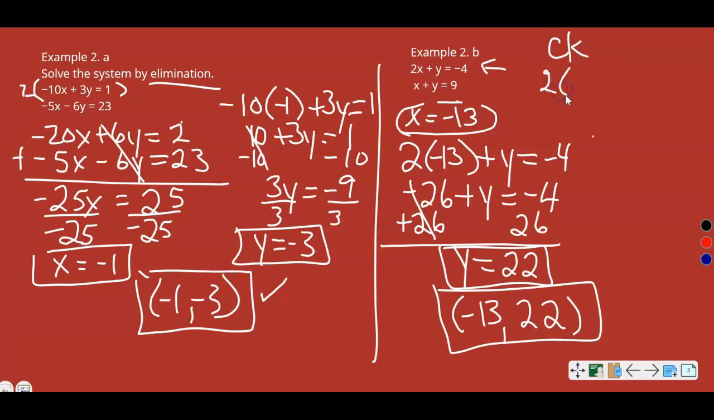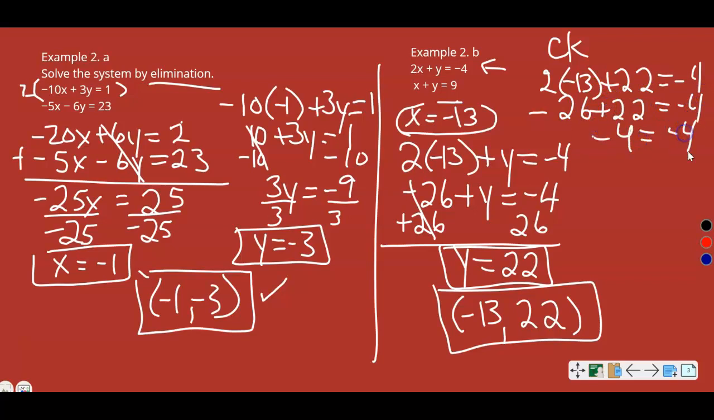So we're going to have 2 times negative 13 plus 22. Does it equal negative 4? So it's negative 26 plus 22. Negative 26 plus 22 is negative 4. That equals negative 4, so that one works. All right, and then negative 13 is my x, plus 22 is my y. Does that equal 9? Negative 13 plus 22 is 9. 9 equals 9. So you can see that this does work when you plug it in and check it.